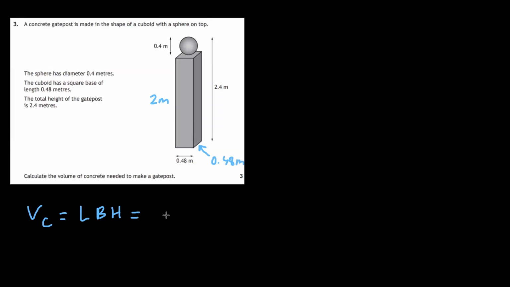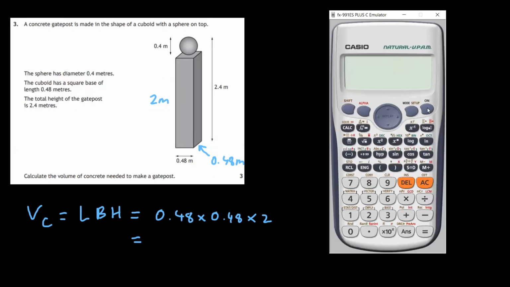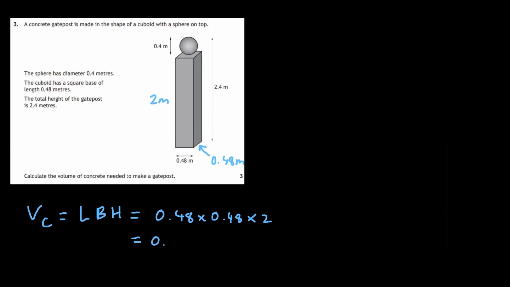So that would just be 0.48 times 0.48 times 2. So that would be 0.4608.